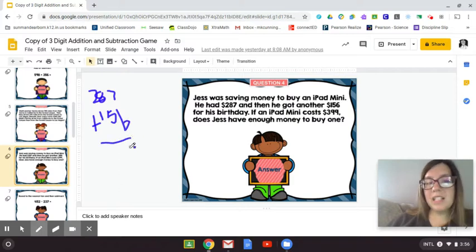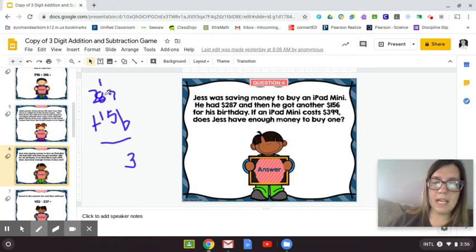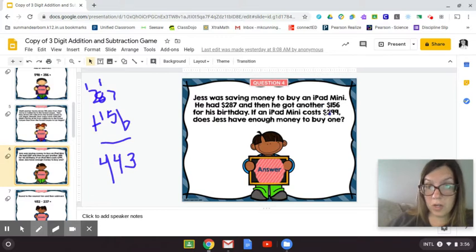So 7 plus 6 is 13. Can't put 13 here. We know this, so I'm going to carry my 1. 1 plus 8 is 9. 9 plus 5 is 14. Same scenario. I cannot put a 1 in here, so I have to add my 1 up here. 1 plus 2 is 3, and 3 plus 1 is 4. So that means he has $443. Is it $443 more than $399? Yeah, so that means he has enough.